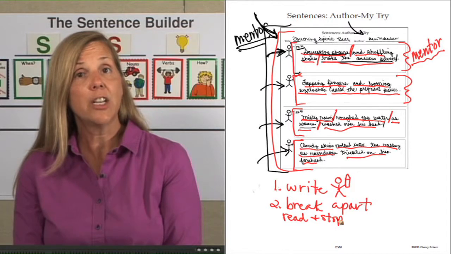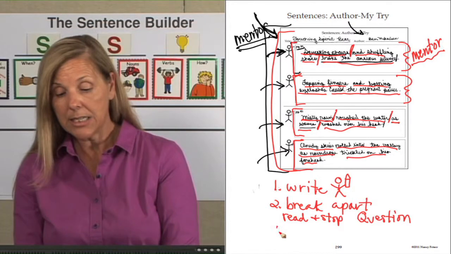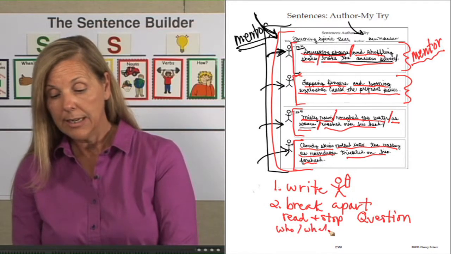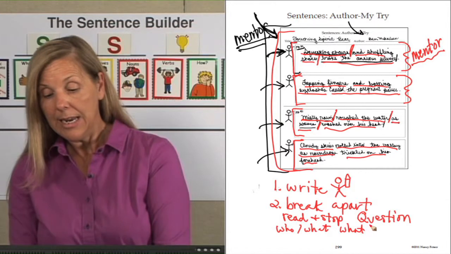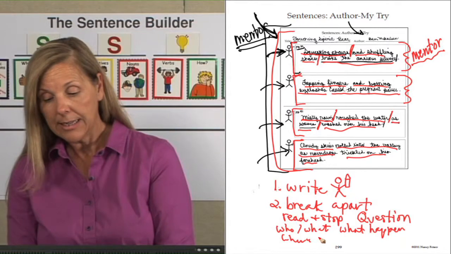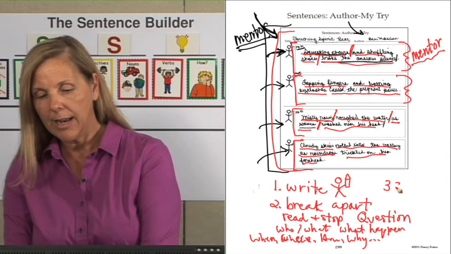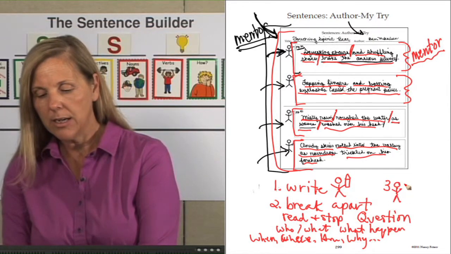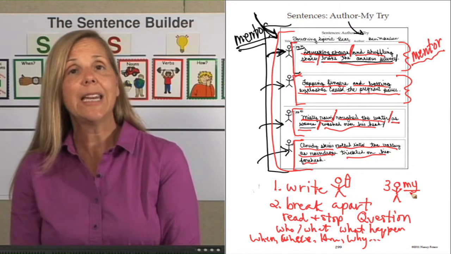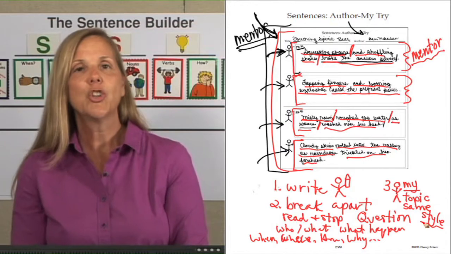when we think we have finished a meaningful chunk, and ask the question, what is that chunk of sentence telling us? Is it telling us who? What? Is it telling us what happened? Is it telling us when? Where? How? Why? After we break apart the text, then we go to My Try. And My Try is when the student is going to take each one of those meaningful chunks, and they are going to have a new topic, but use the same style of those chunks to create their own sentence.